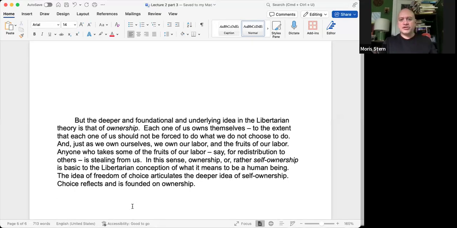But the deeper, foundational and underlying idea in the libertarian theory is that of ownership. Each one of us owns ourselves to the extent that none of us should be forced to do what we do not choose to do. And just as we own ourselves, we own our labor and the fruits of our labor. Anyone who takes some of the fruits of our labor, say for distribution to others, is stealing from us. In this sense, ownership, or rather self-ownership, is basic to the libertarian conception of what it means to be a human being. The idea of freedom of choice articulates the deeper idea of self-ownership. Choice reflects and is founded on ownership.